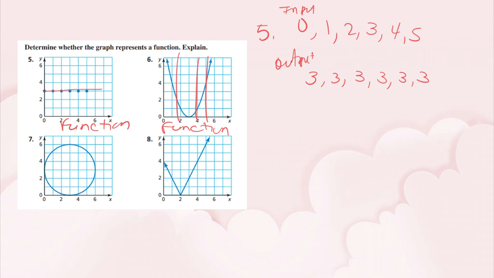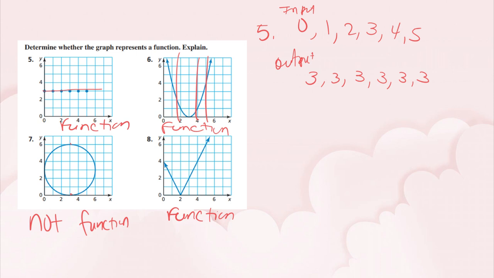What about number 7? Not a function, right? Why is it not a function? I can see what's repeated there. There's a couple that are repeated, right? Here, the 3s. Correct? My 3 there is repeated. What about number 8? Nothing is repeated, correct?